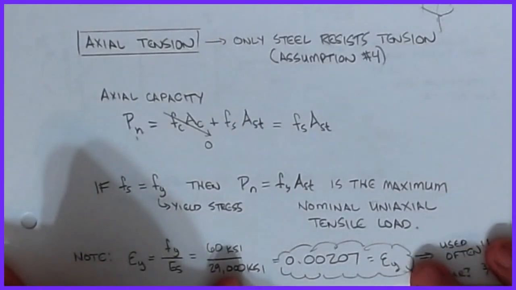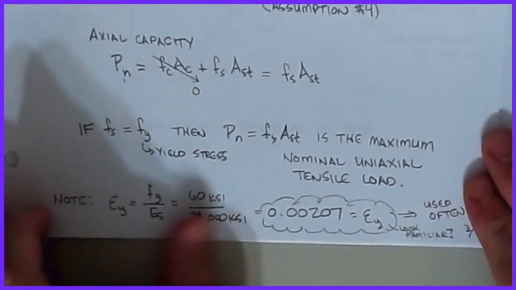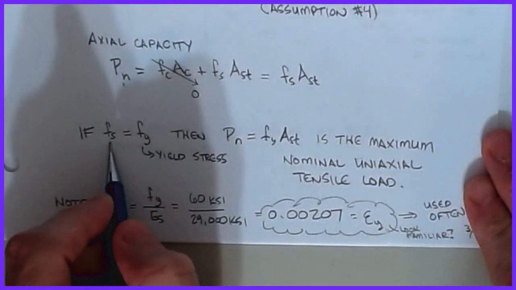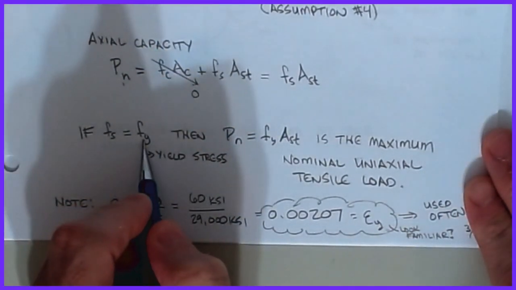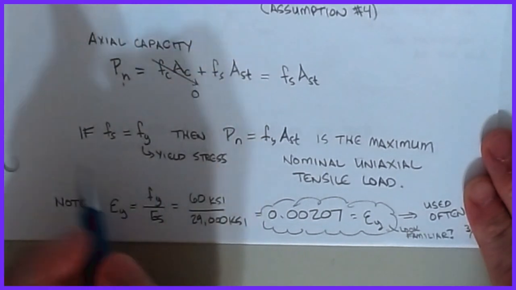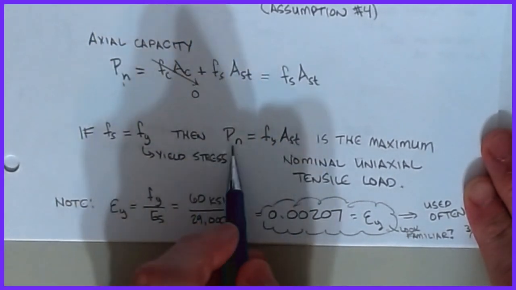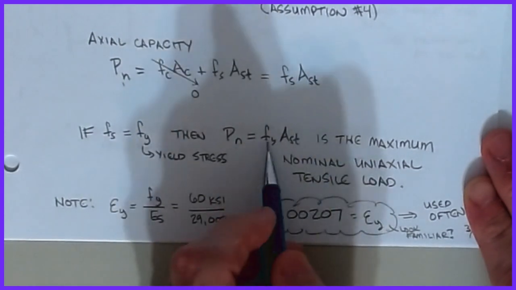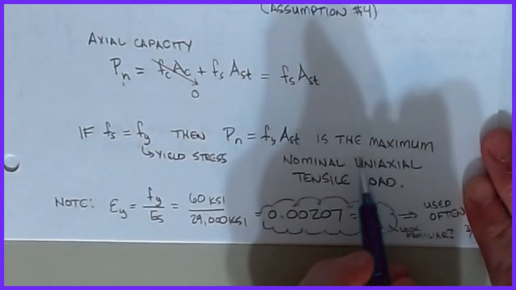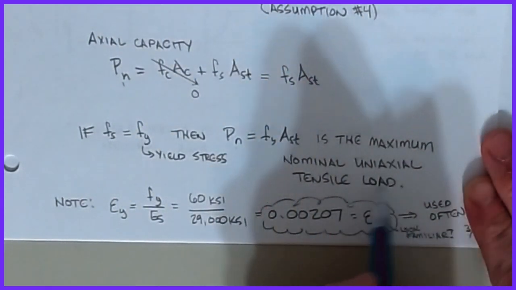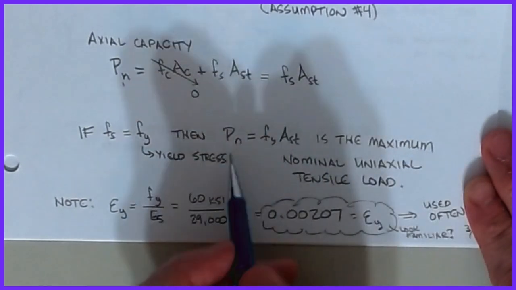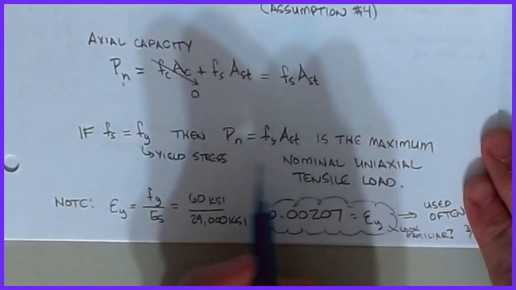Okay? So if we go one step further and say, well, let's take fs to its limit, which we said was going to be fy, because again, we're neglecting the strain hardening region, then the nominal axial load is going to be equal to fy times Ast. This is the maximum nominal uniaxial tensile load. Okay, I can't go any more than that, or else we're going to be well beyond that.